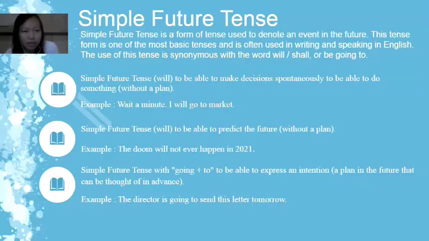Simple future tense can be used to predict the future. Example, the doom will not ever happen in 2021. Simple future tense with going to can be used to express it.